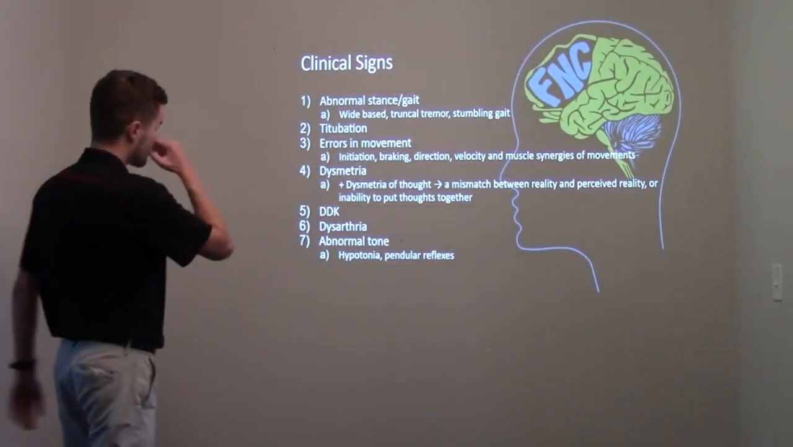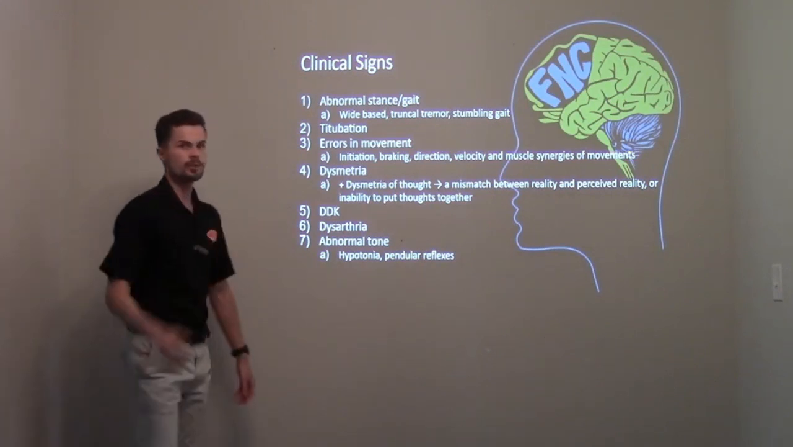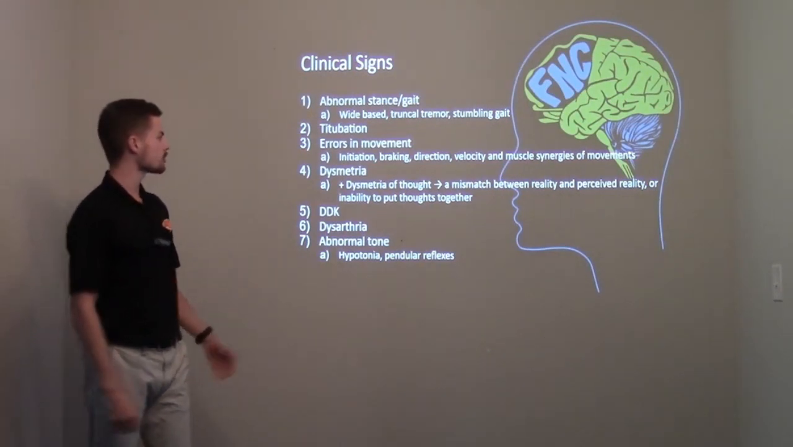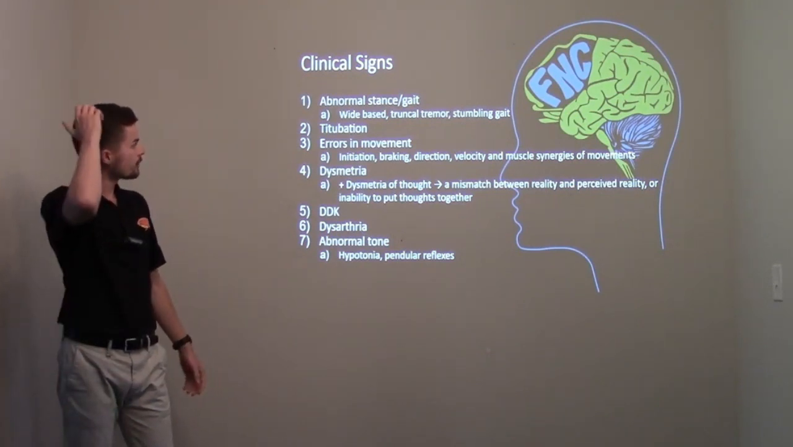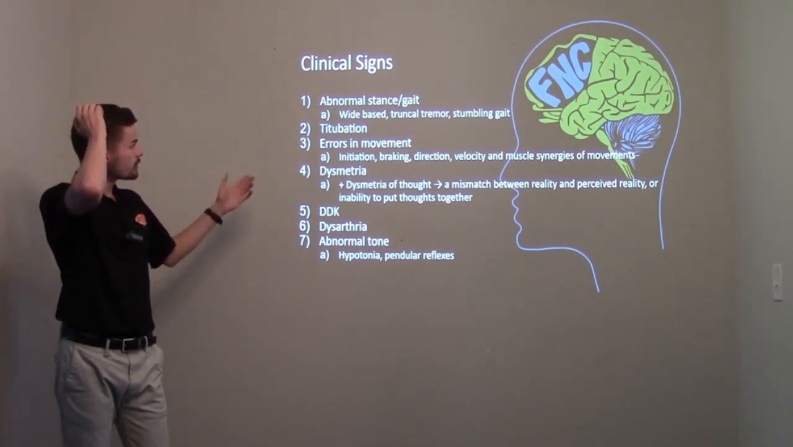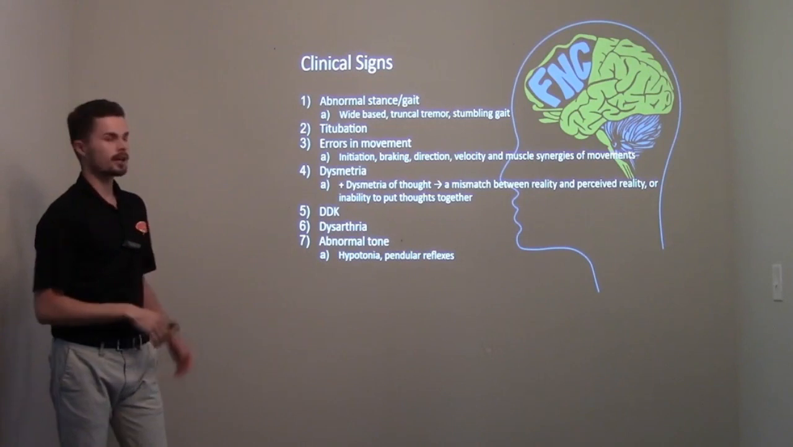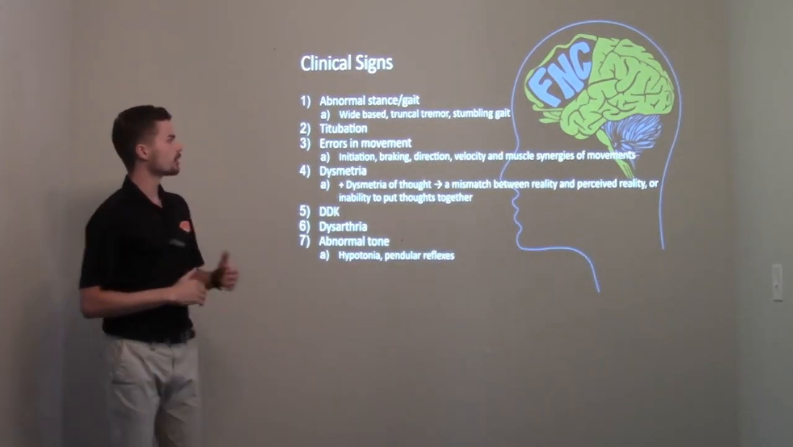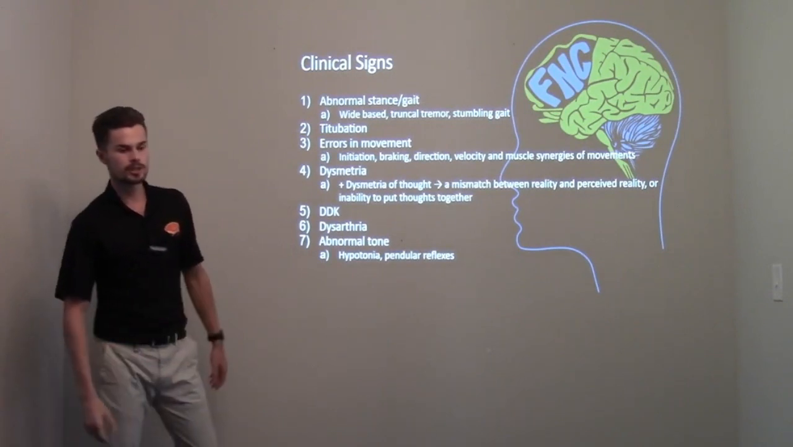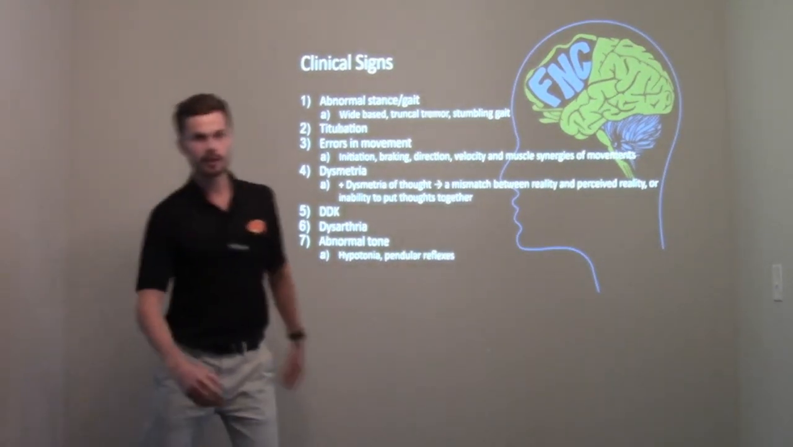Then we're going into clinical signs. So what do you see when somebody has a cerebellar lesion? What are the most common things to see? Well, I listed a few of them. There's a couple more coming after this. So number one of the things you see is abnormal stance and gait. I kind of touched on this a little bit already. So you see this wide-based truncal tremor, stumbling gait. So you see the patient walking really wide like this.